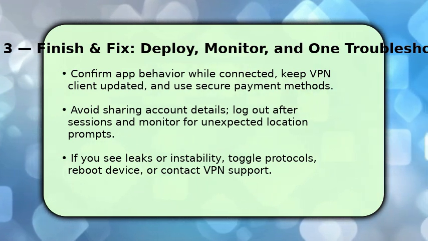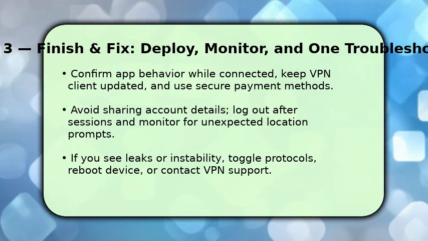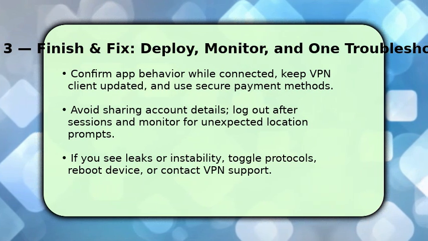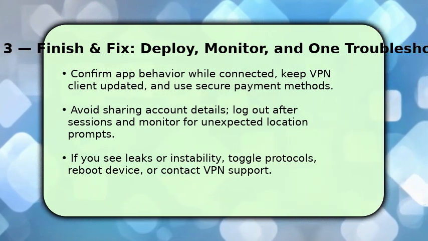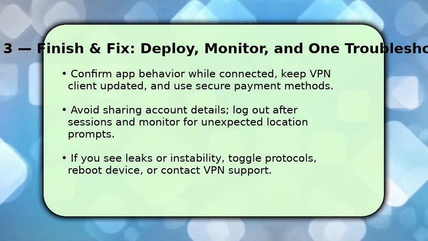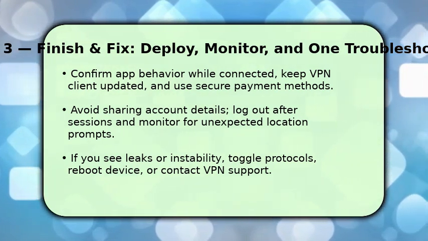If something goes wrong, the key troubleshooting tip is this. Run an IP/DNS leak check, then switch between protocols and reboot the device. If that fails, contact the VPN provider's support. This approach resolves most instability without encouraging any activity that violates a provider's terms.